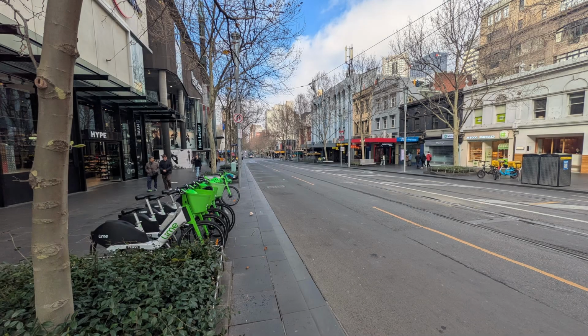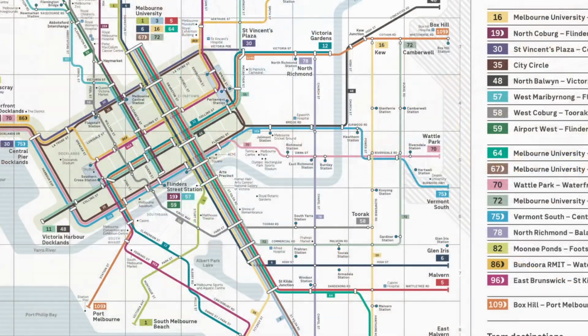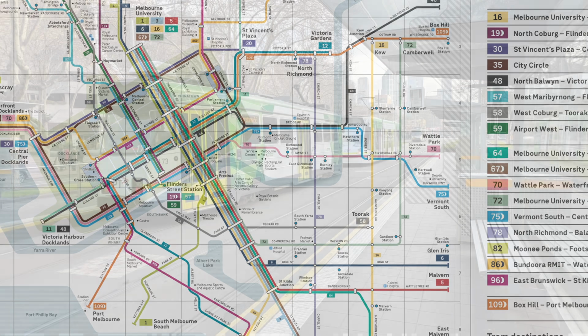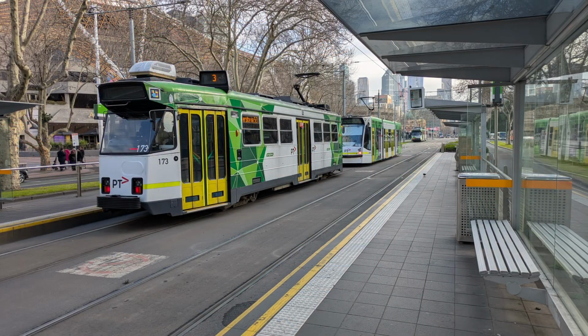Swanston Street in the Melbourne CBD is known in the public transport scene to be the busiest tram corridor in the world, with 8 different tram lines that run through it. In this video, we will be explaining where each of the tram routes comes from, the different types of trams you can expect to see, and the future of the Swanston Street tram corridor.